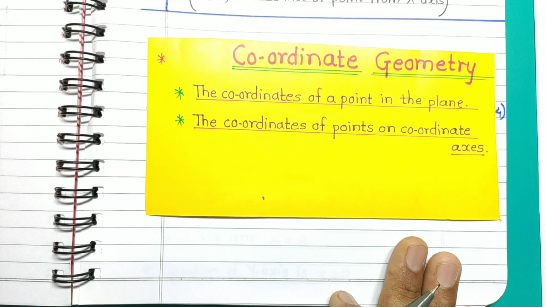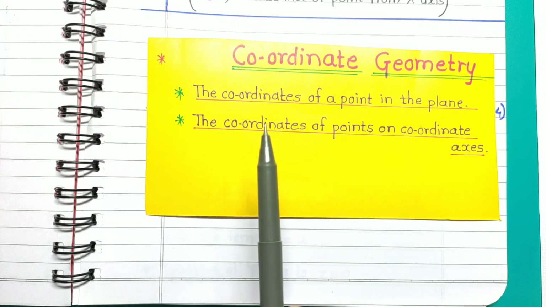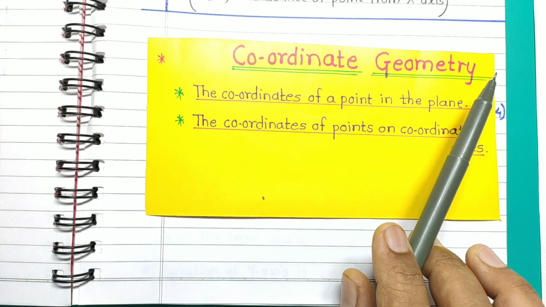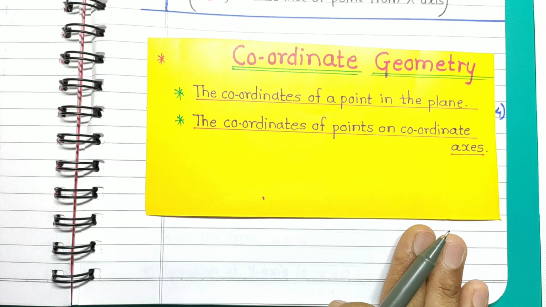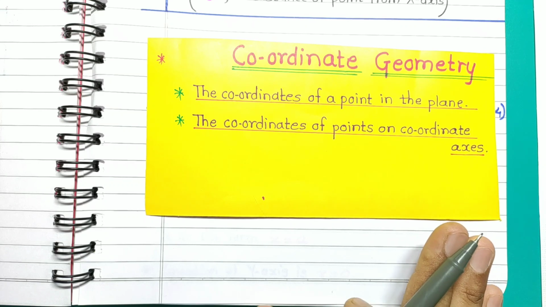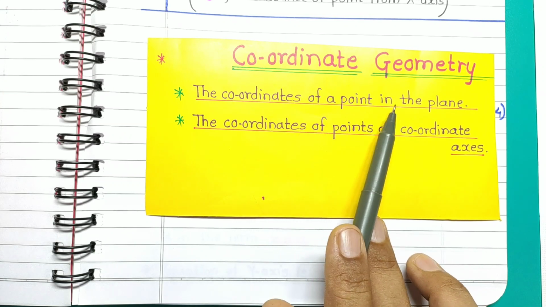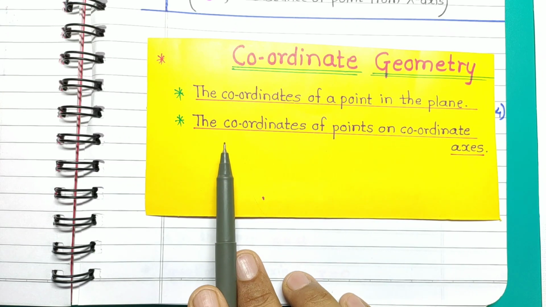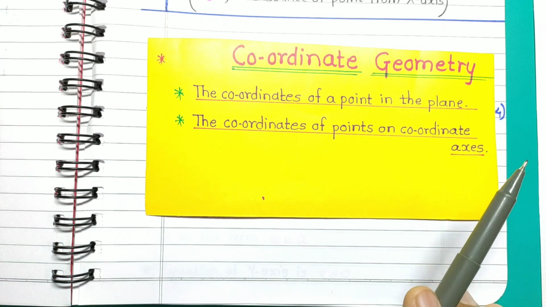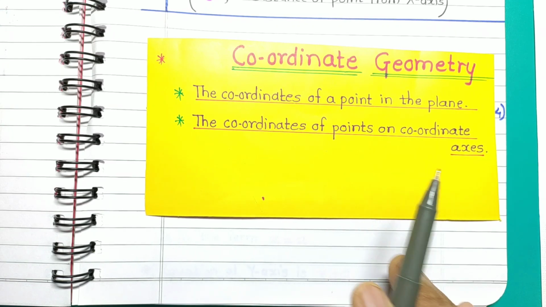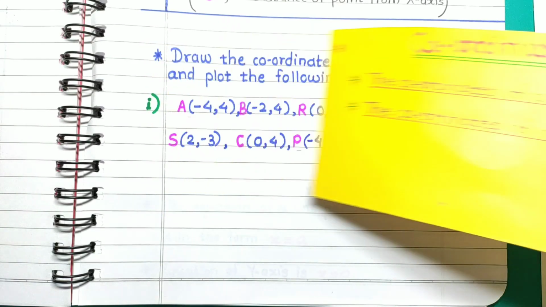Hi students, in this session we are going to continue the discussion of basic concepts in coordinate geometry. I have given the link for the previous session in the description box given below. We discussed the concepts of coordinates of a point in the plane and the coordinates of points on the coordinate axis in that session. So let's move on to this session.